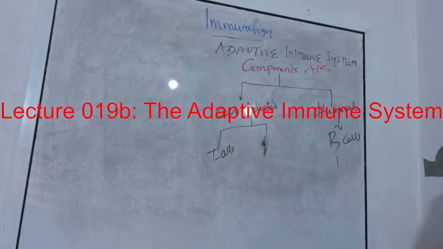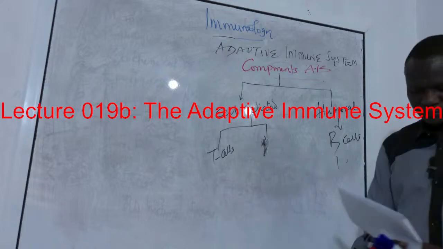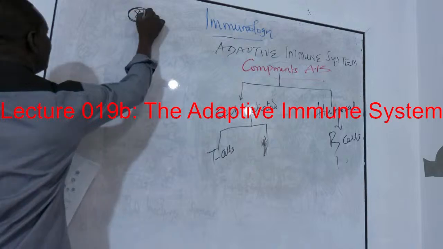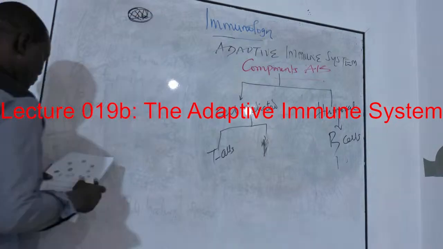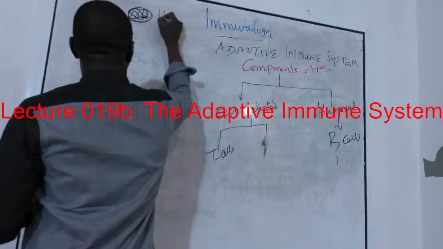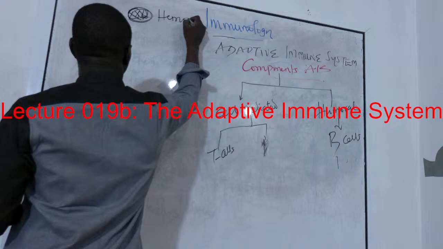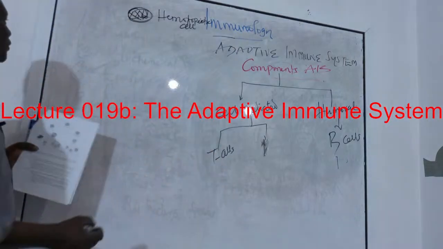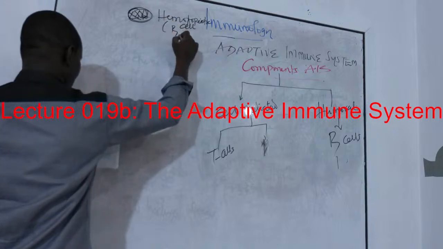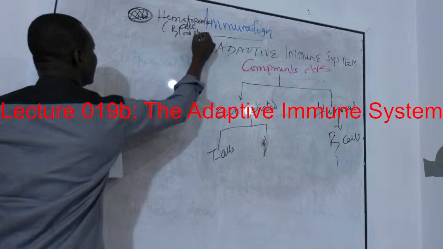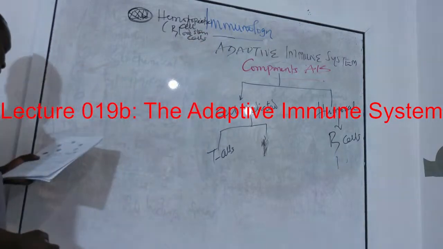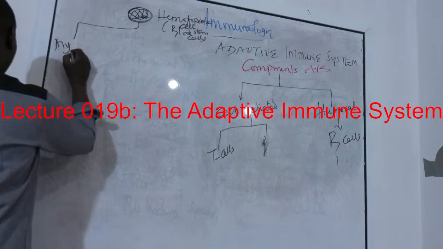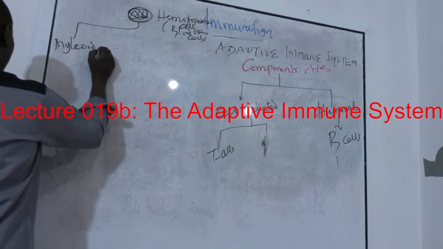Majorly, I told you that the immune system arises from the hematopoietic cells, or pluripotent cells, that come from the blood stem cells. From those blood stem cells, this is further divided into the myeloid stem cell.